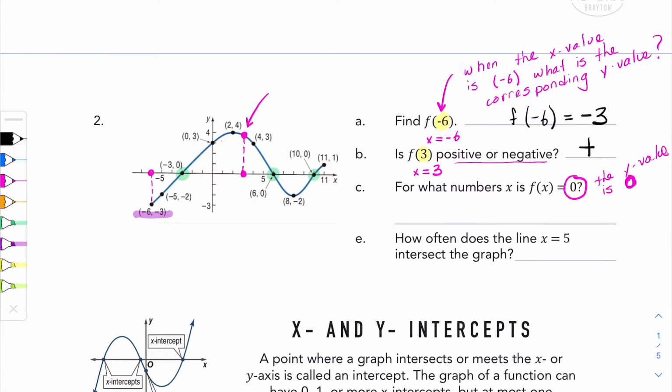So for what numbers x is f of x equal to 0? We could say x is equal to -3. That's this first one. We could say x is equal to 5, second one. Or x is equal to 10, the third one.